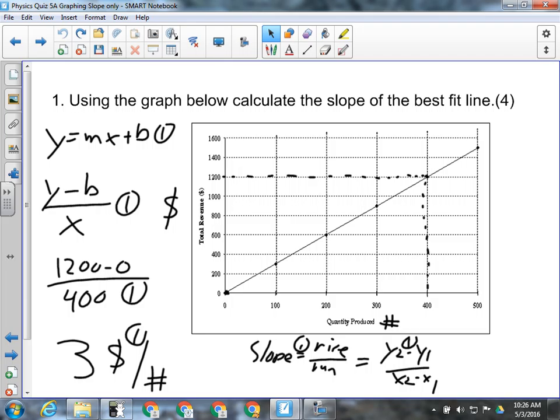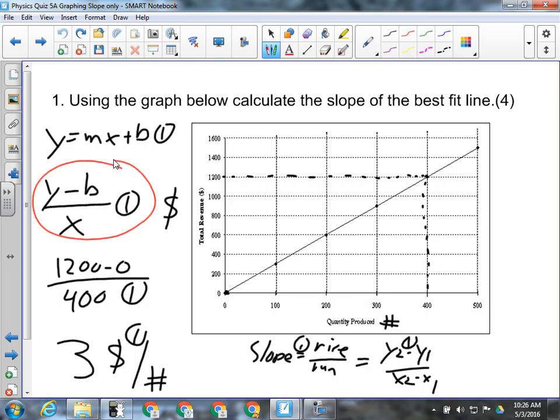Either way, we have to manipulate in order to find our slope. Using y equals mx plus b, that's manipulating for m. So we subtract b over to this side and then divide by x. So give them a mark if they got to here. y minus b over x is how we solve for m.